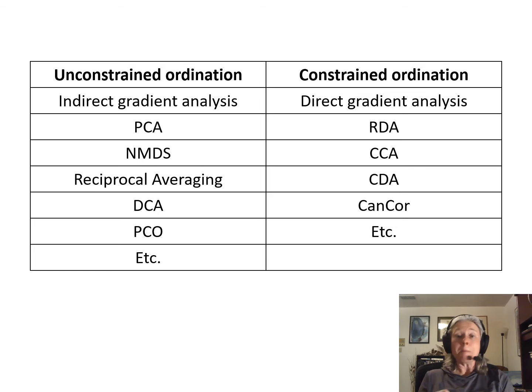And so there are many, many different types. These are just some of the most common ones here. Principal components analysis and non-metric multidimensional scaling are ones we're going to be doing in upcoming weeks, types of unconstrained ordination. But there's also reciprocal averaging and detrended correspondence analysis and principal coordinates analysis and so forth on the unconstrained side. And then on the constrained side, we're going to do redundancy analysis and canonical correspondence analysis. But there are also other types as well.